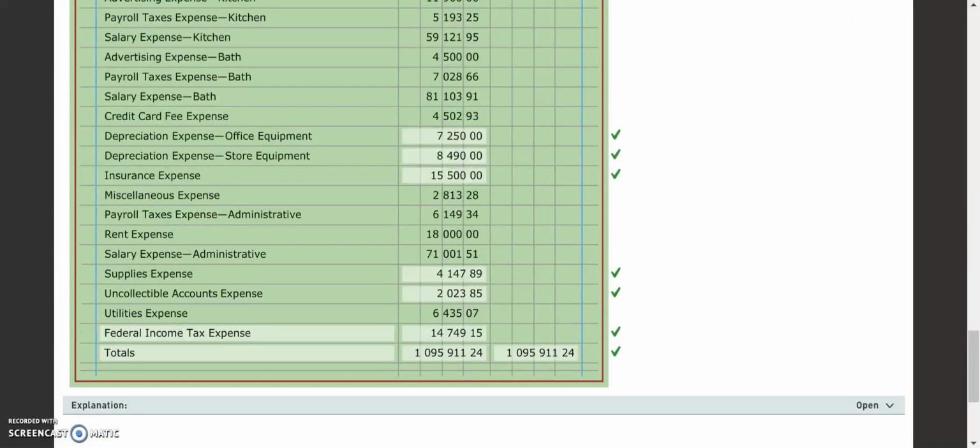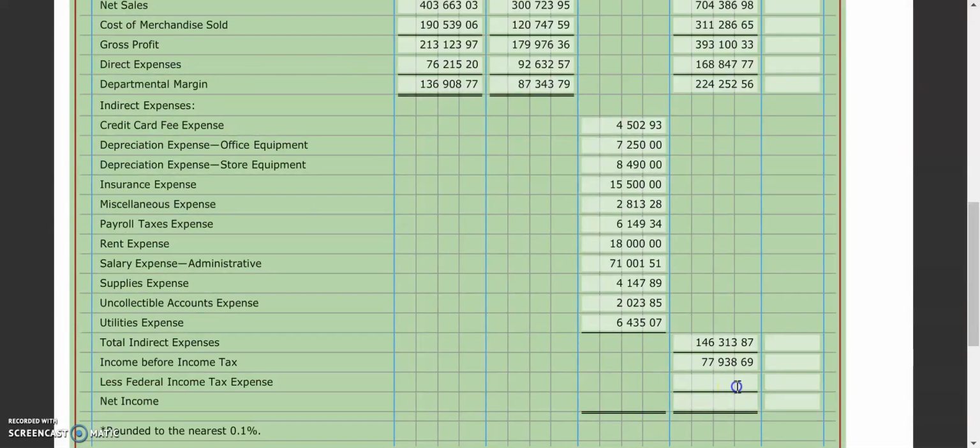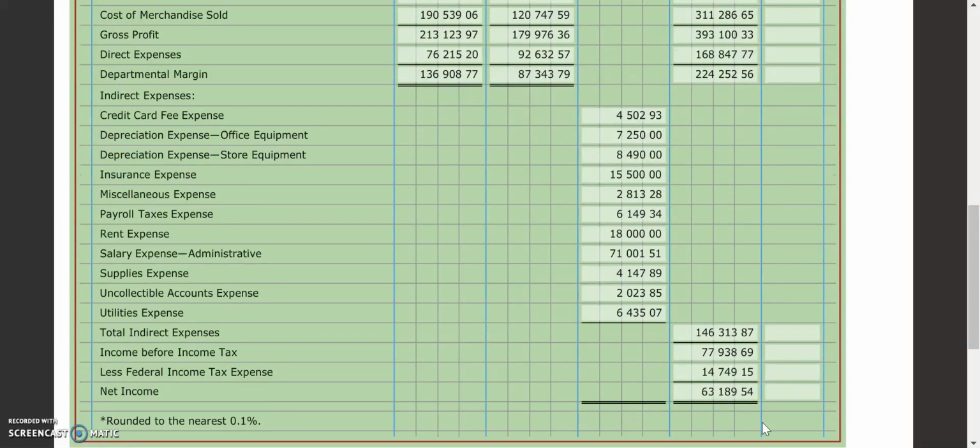And then we have to take out our federal income tax. So we go back to our 4-1, we take out our federal income tax expense, which is this $14,749.15. And then that will bring us to our net income for the company when we subtract the $14,000 from our income before income taxes. And that gives us $63,189.54 for our net income for the company.